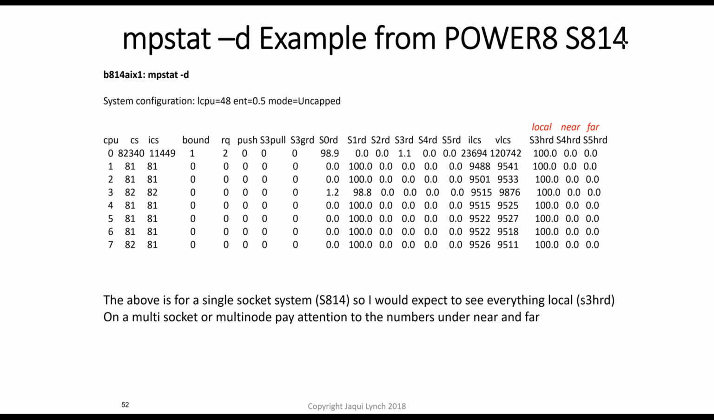Here's an example from our little S814, a 4U, 1-socket system. The incredibly meaningful names you're looking for in the mpstat output are S3hrd, S4hrd, and S5hrd, and they're commonly referred to as local, near, and far. Here you can see that 100% of the memory for the different logical CPUs is attached as close as possible to that logical CPU, which makes sense because it's a single socket system.